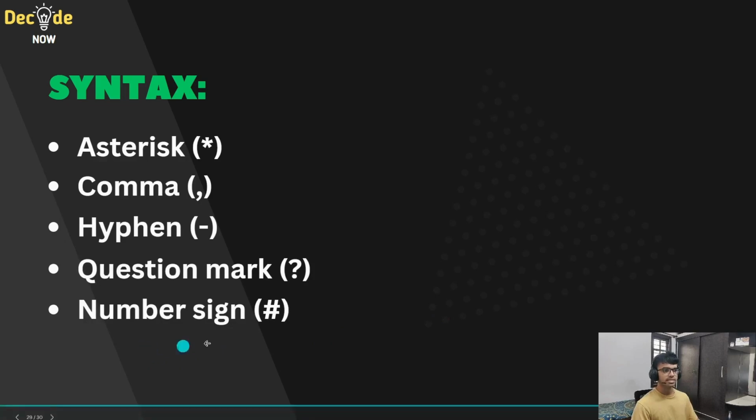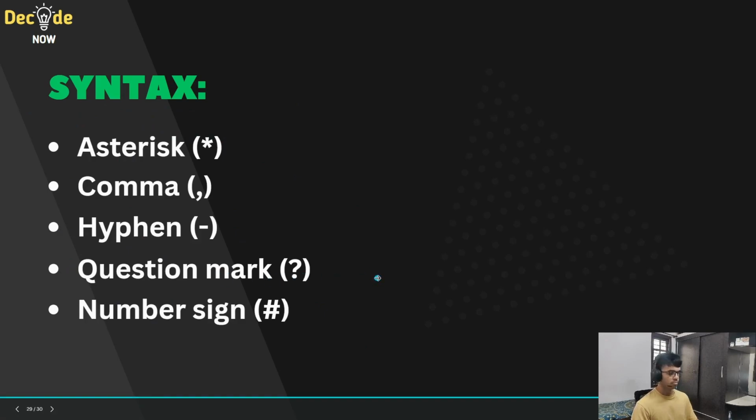The next one is number sign. Number sign is nothing but the numbers that we add in the cron expression. So for minutes, we say 0 to 59. For hours, it is 0 to 23. So like that, whatever number we represent is just the number sign which I have mentioned here. So this is all about the cron expression, its syntax, and the special characters which make it even more powerful.